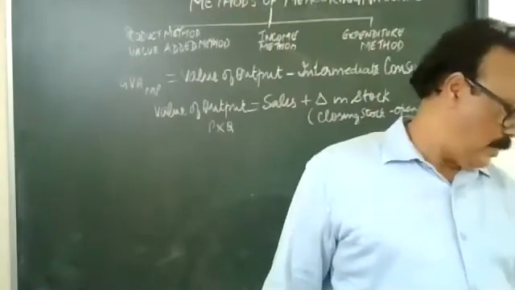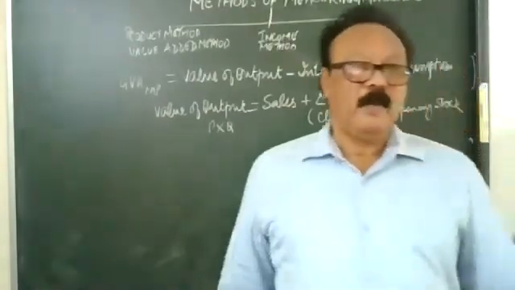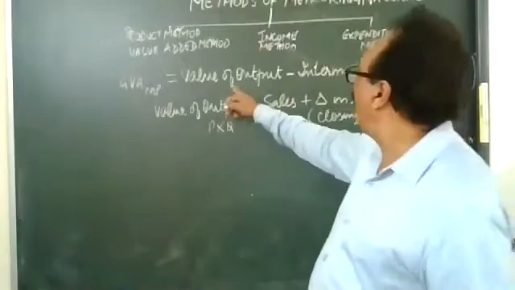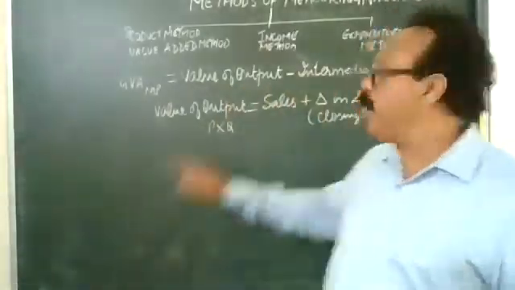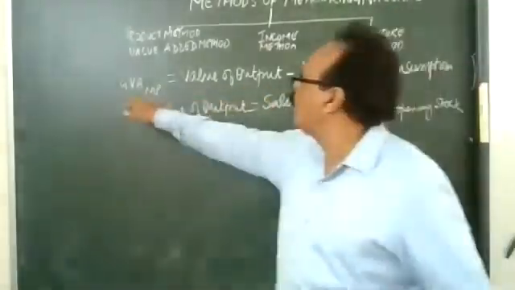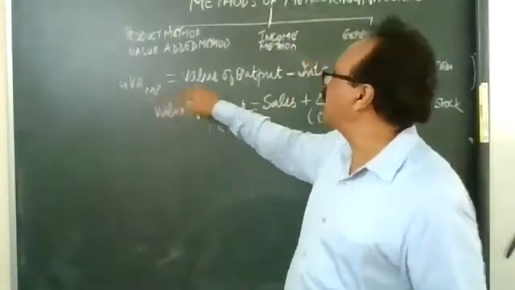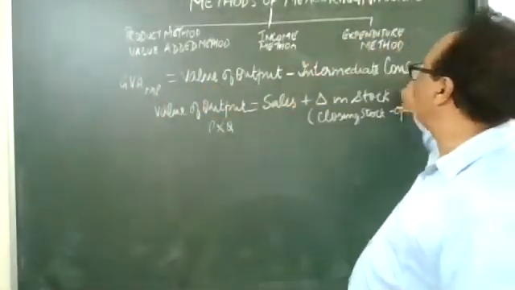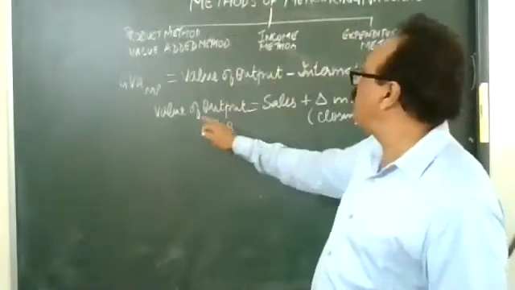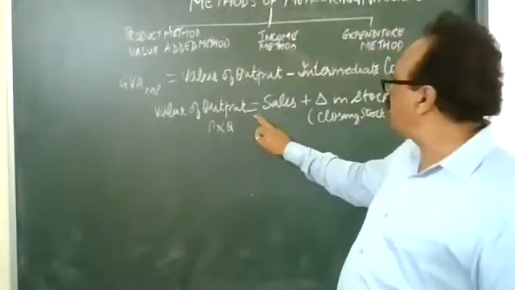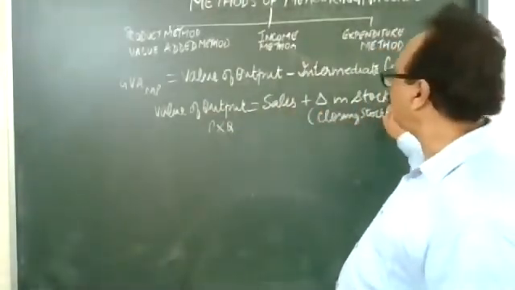Okay. Then, like I said, that's how we calculate the value of output. Now, what is intermediate cost? Because gross value added at market price is value of output minus intermediate cost. And I just explained what is value of output. Value of output is sales plus change in stock.